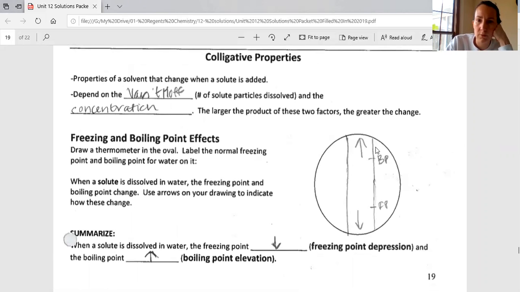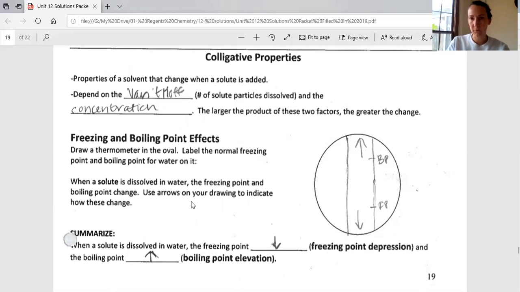In this circle, we're drawing a close-up of a thermometer. The freezing point is here. Remember, if we're talking about water, it's 0 degrees Celsius. The boiling point's up here, 100 degrees Celsius. When I dissolve a solute in water, the freezing point and the boiling point are going to change.